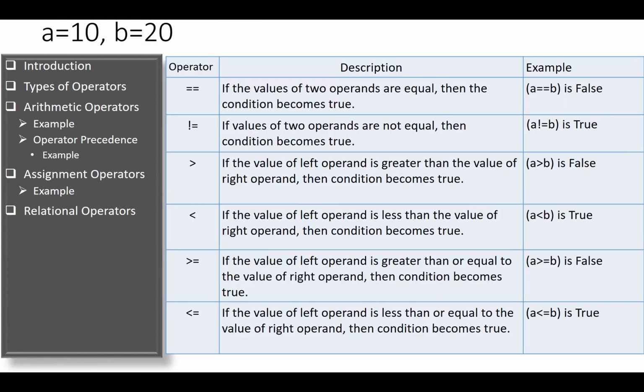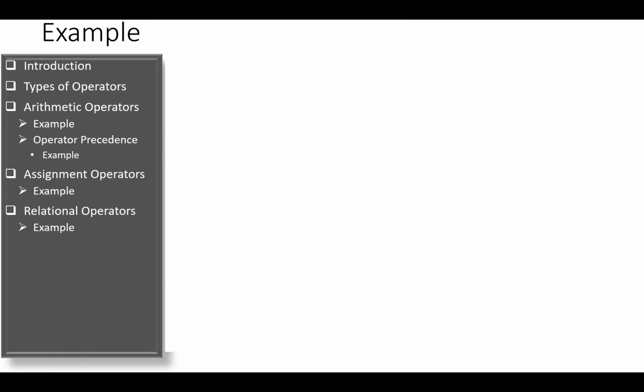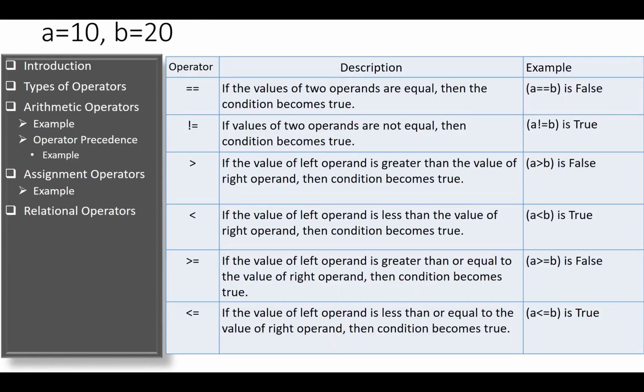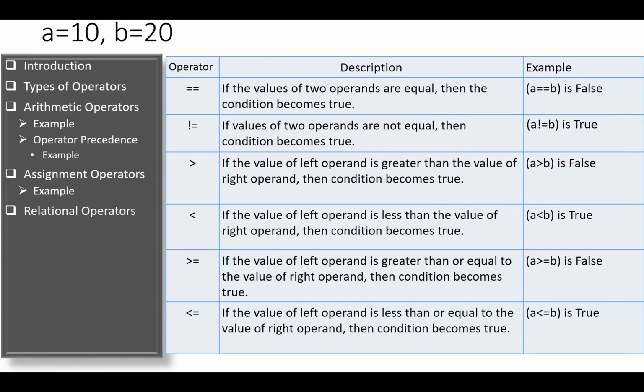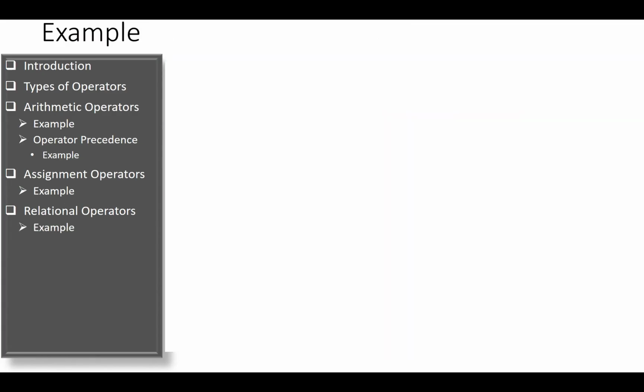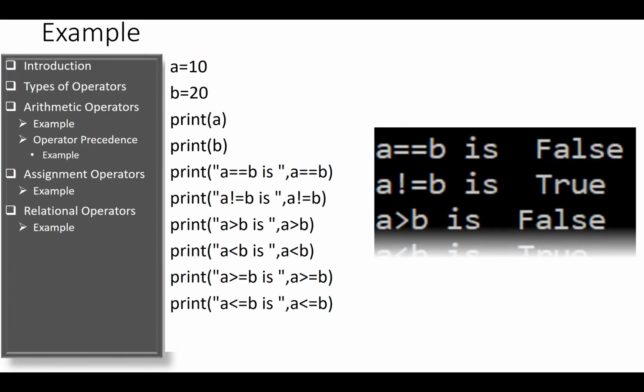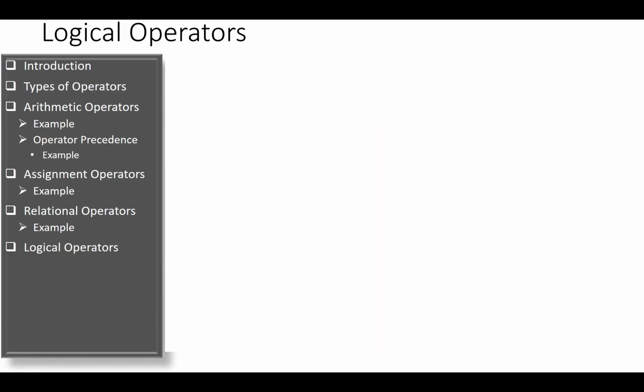So it is false. Not equal: it is true, because 10 and 20 are not equal. Next, greater than. Which one is greater? If you see 10 and 20, here A is greater than B is false, but A is less than B is true. A greater than or equal to B is false, A less than or equal to B is true. So we can get the answer like this.